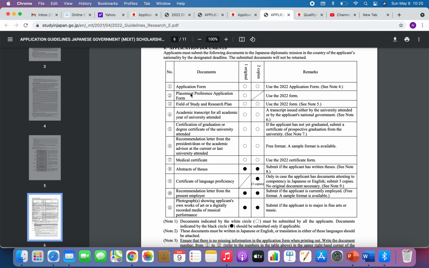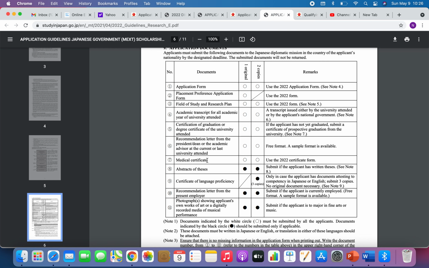The very first thing you're supposed to do is fill in an application form. The next thing is a placement preference application form. Then you have the form for the field of study and research plan, and your academic transcripts. You have your certificate of graduation if you've graduated, or a certificate that you're attending school if you're still to graduate. You have the recommendation letter that must be done by the president, the dean, or the academic advisor at your current or last university.